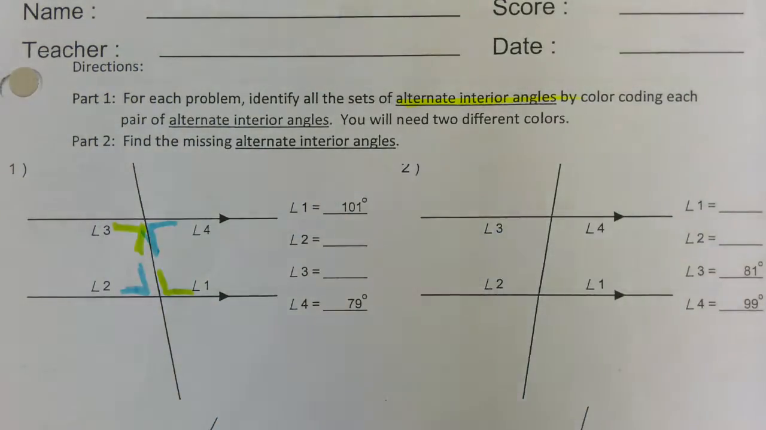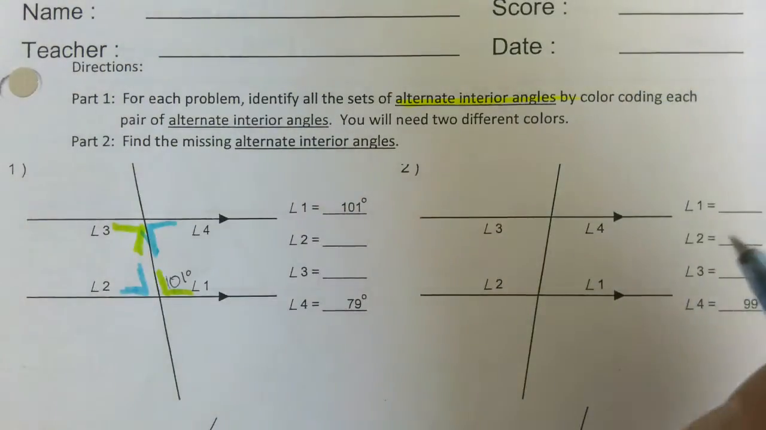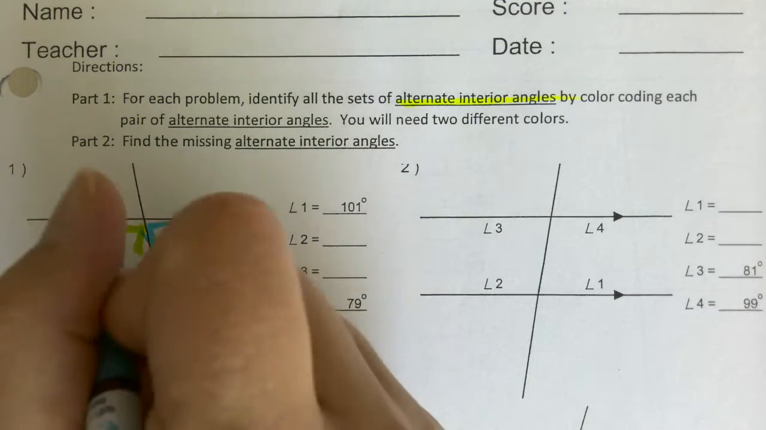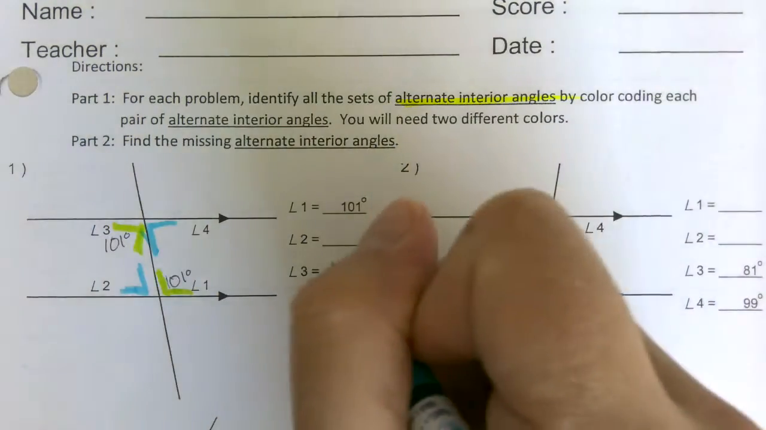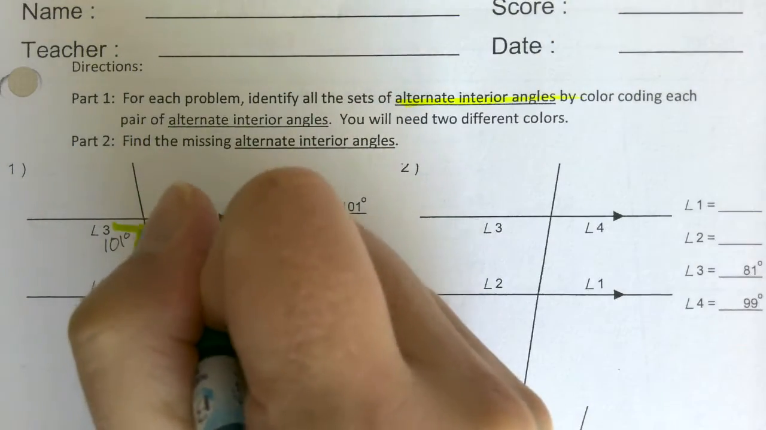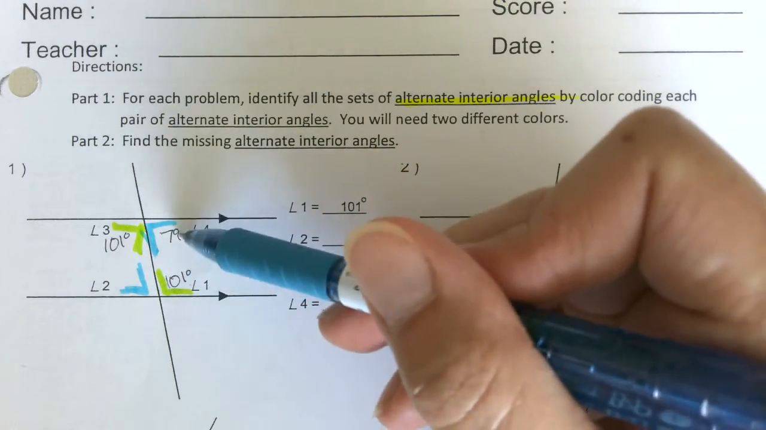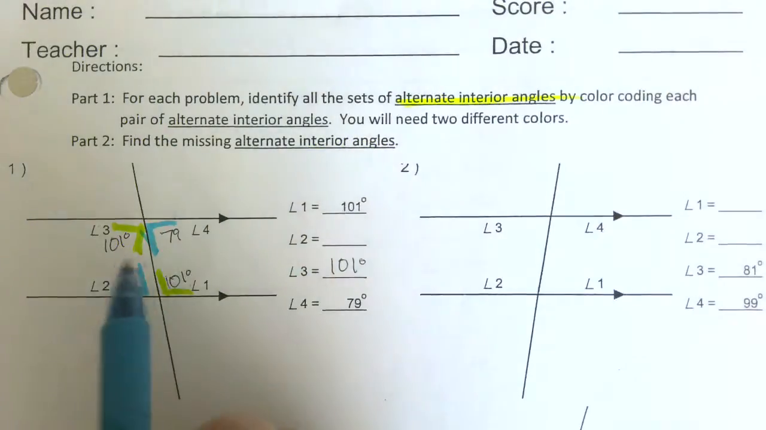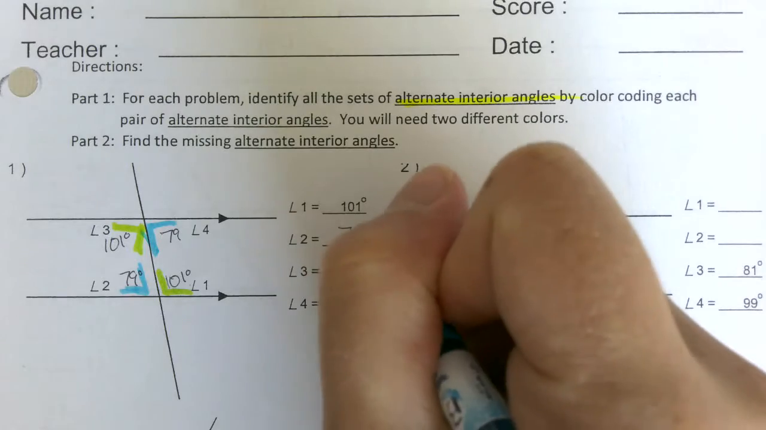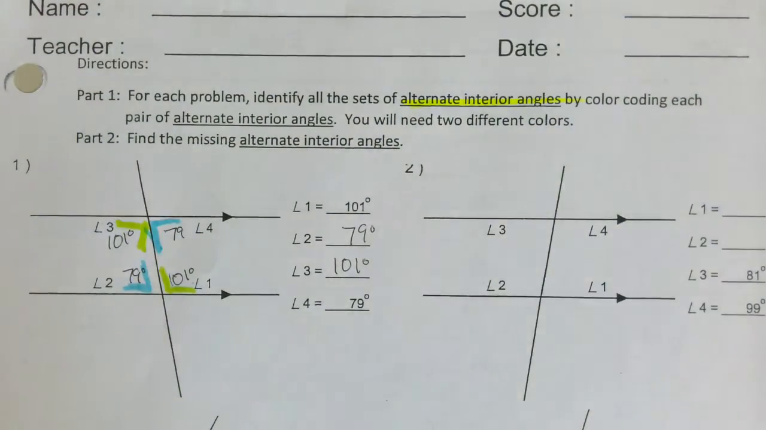Okay, now we got to label this, right? Angle 1 is 101 degrees. So if angle 1's 101 degrees, its alternate interior would also be 101 degrees. Okay, they told us angle 4 was 79. Okay, that makes sense because remember these are called supplementary, these two, because they're same side, or these are a line. This would also be 79 degrees. So this is focusing on alternate interior angles. Then we have one more example to do on the back.